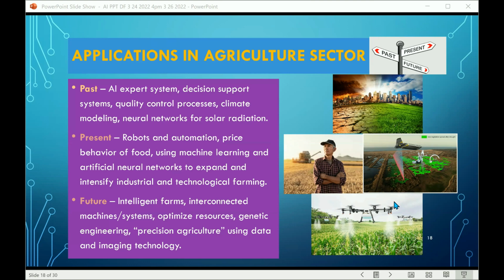Anyway, AI expert systems, decision support system, quality control processes, climate modeling, neural networks for solar radiation, present, robots, automation, price behavior of food, using machine learning and artificial neural networks to expand and intensify industrial and technology farming. Future, intelligent farms, interconnected machines, systems, optimized resources, genetic engineering, precision agriculture, using data and imaging technology.